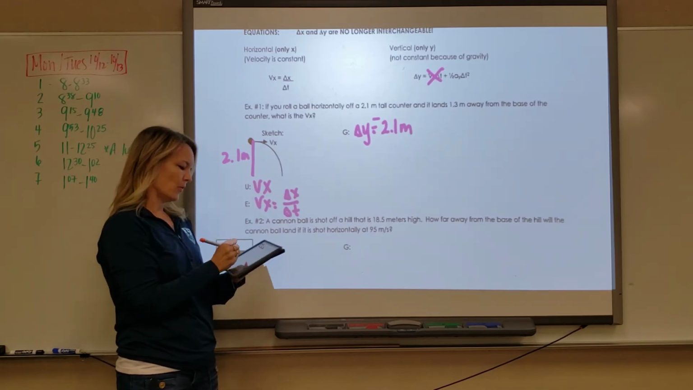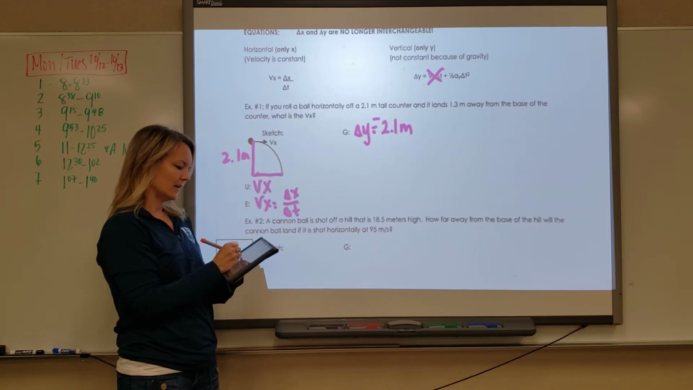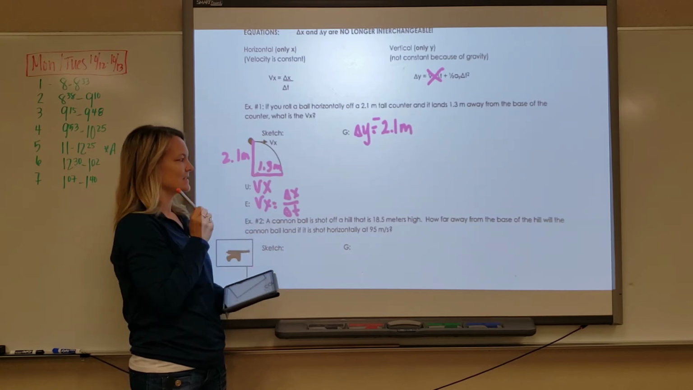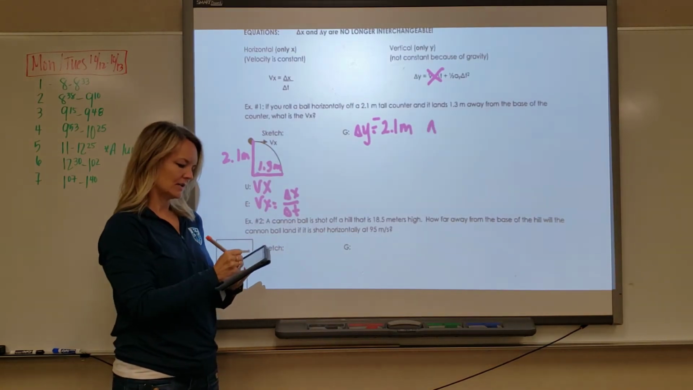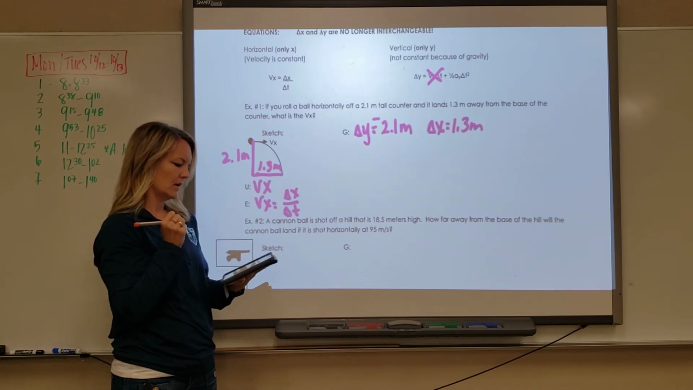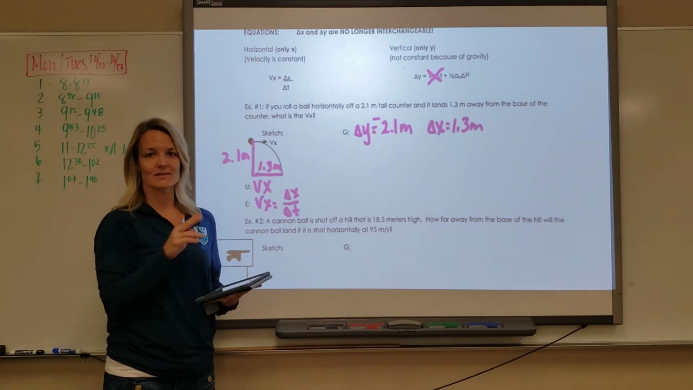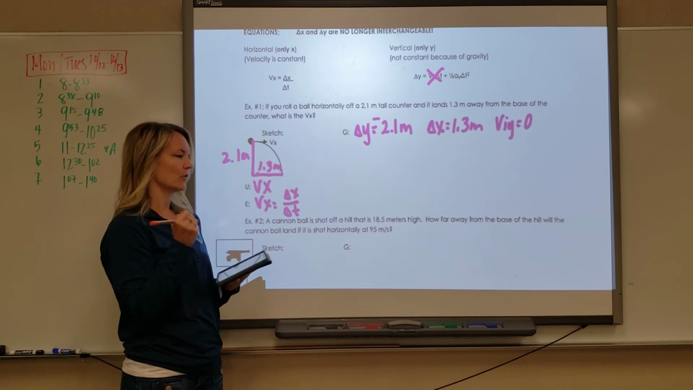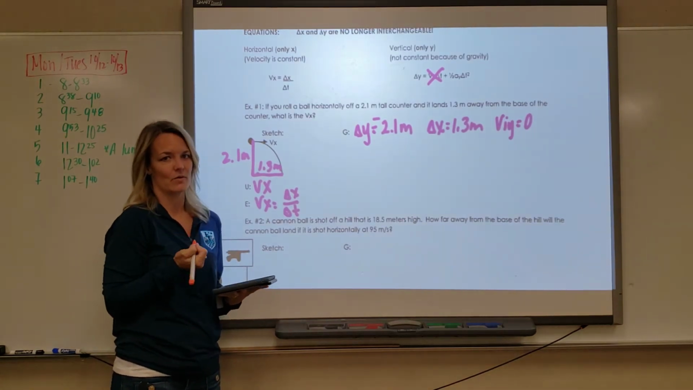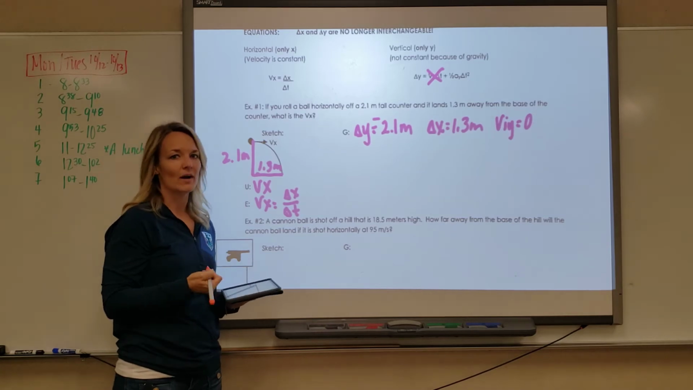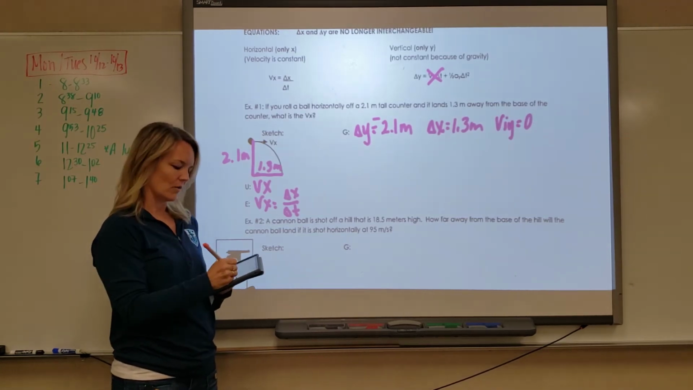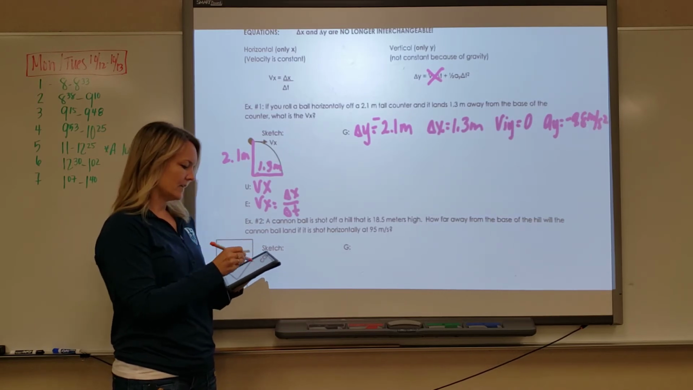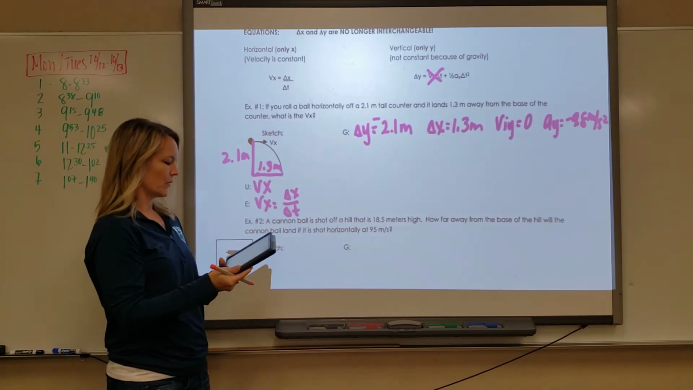It lands 1.3 meters away. That goes right here on my sketch. 1.3 meters, that's going to be the distance in the x direction. So delta x is 1.3. There are also 2 givens that are always automatic for these problems. 1, the VIY, the initial vertical velocity, has to equal 0, so you get to use that one automatically. And in the y direction, the acceleration is only due to gravity. So AY is negative 9.8. We now have enough variables to start looking through our equations.